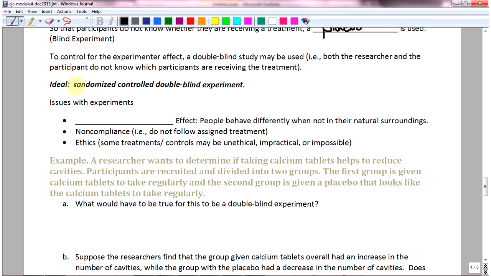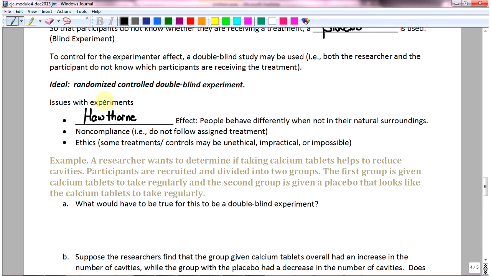Okay, so some of the issues that can come up with experiments. First, there's something called the Hawthorne effect. This is when people behave differently when they're not in their natural surroundings. So, for example, if you have somebody participating in a weight loss study and you're examining what they normally eat on a daily basis, if someone knows that someone is going to be evaluating their eating habits, they may eat differently knowing that someone is observing them. So this is the Hawthorne effect.